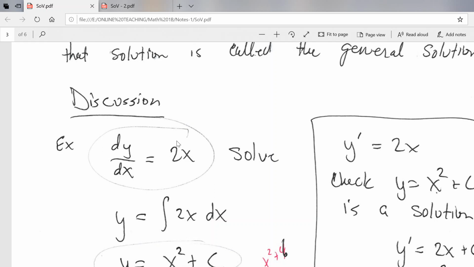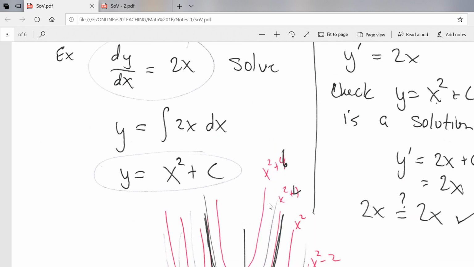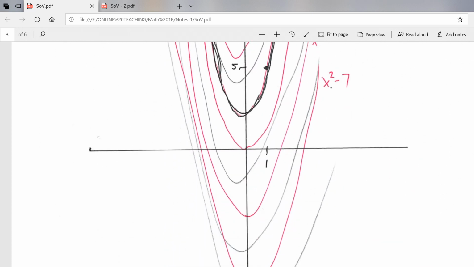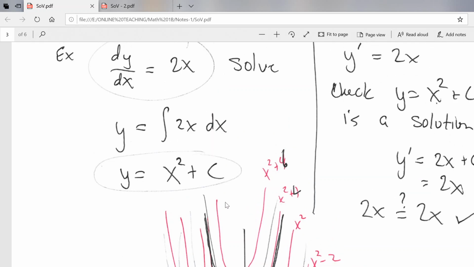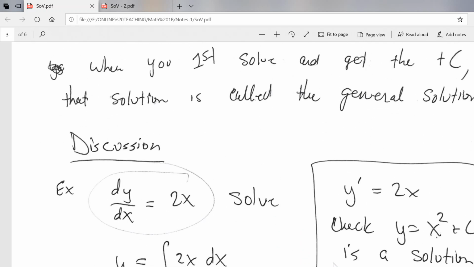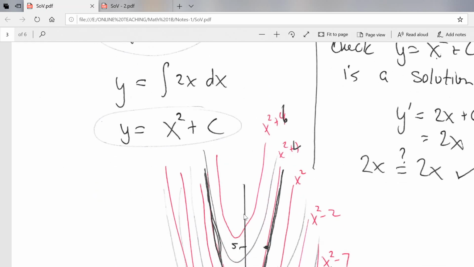And if I integrate this with respect to x, I'm integrating 2x. And that's x squared plus c. And now, for every choice of c that I get a different parabola. Just shift it up or down. Like x squared plus 6, x squared plus 4, x squared minus 2, x squared minus 7. And those form what we call a family of functions. That's why it's a general solution, because we say in general they look like a parabola. Just shift it up or down.